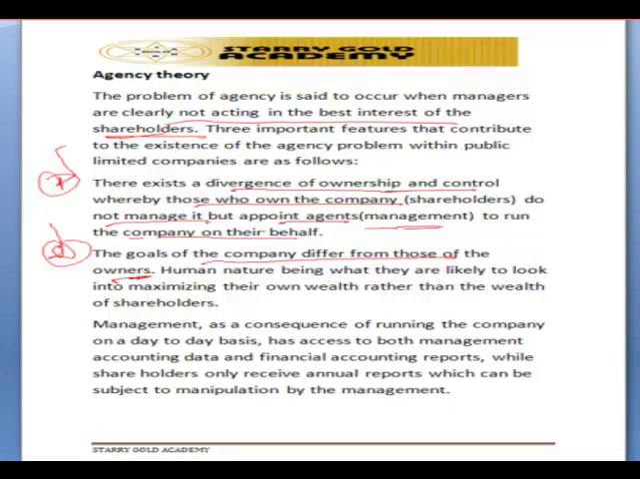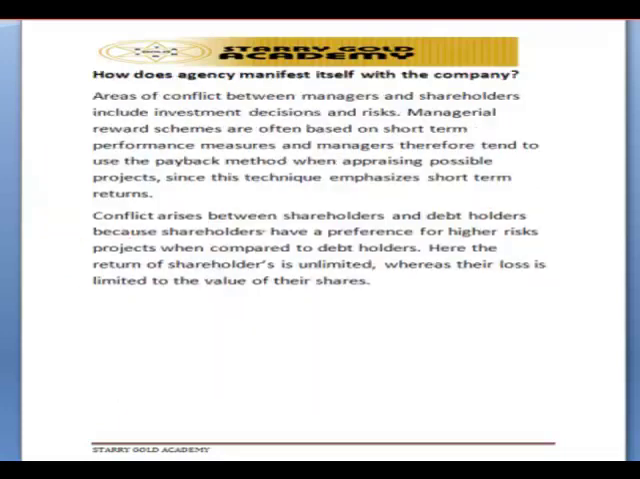Alright, so management, as a consequence of running the company on a day-to-day basis, has access to both management data or financial information, and shareholders only receive annual reports, which are subject to manipulation. So what that means is that the owners of the company in most cases don't have access to all the information of their company, whereas the managers are the ones in possession of all the relevant details. Okay, going somewhere.